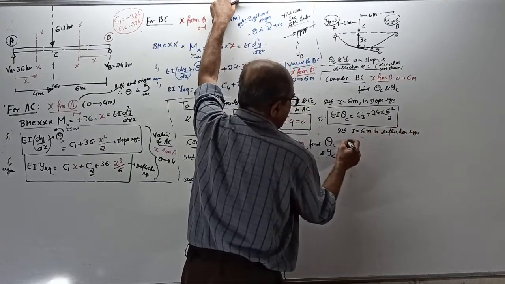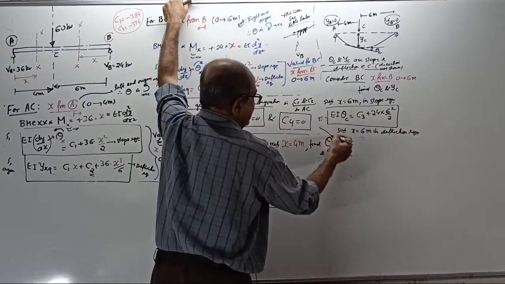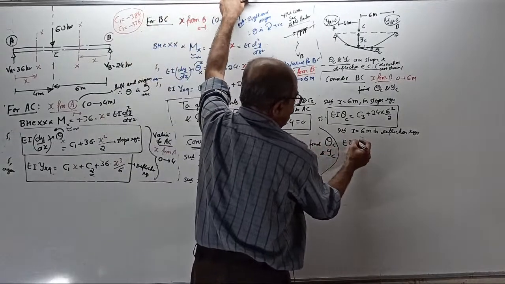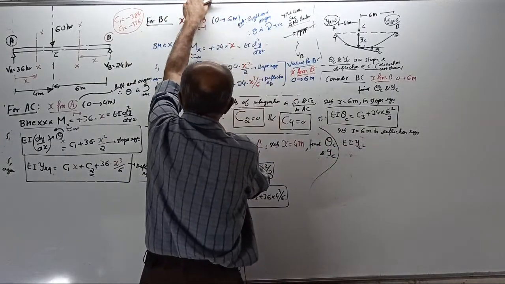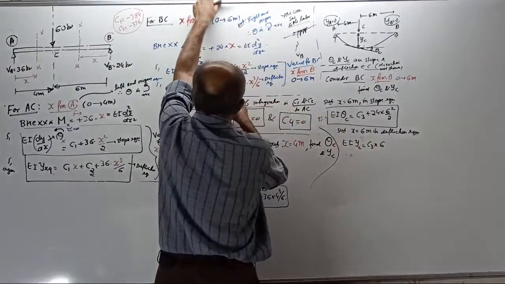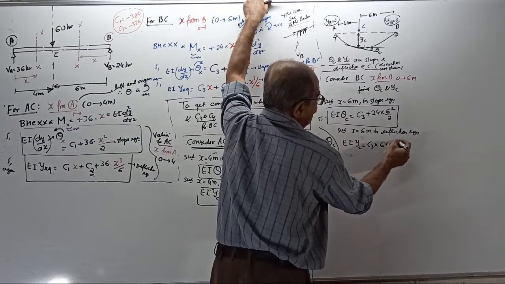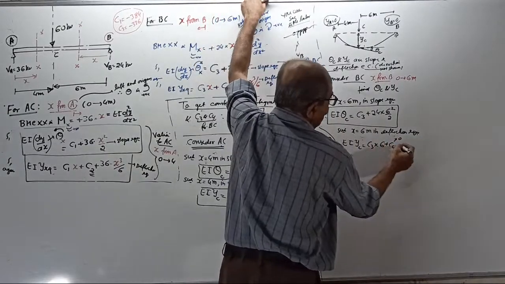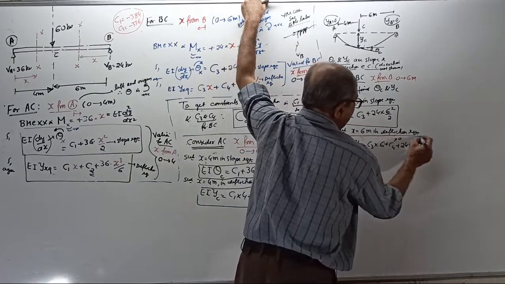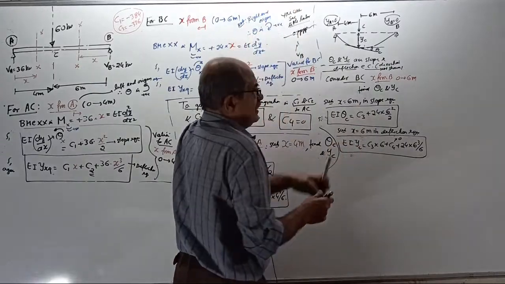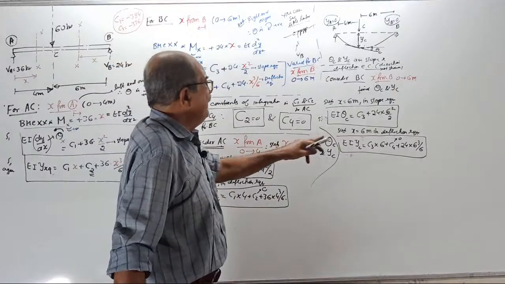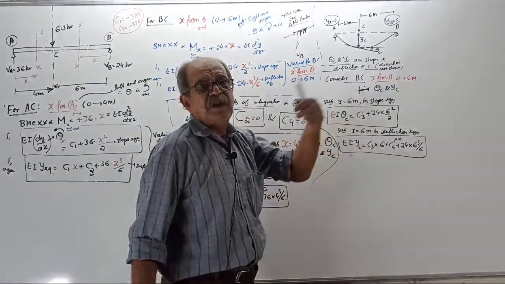You get EI, this is that side. EI, where is here? YC equals C3 into x, C3 into 6 plus C4, which is already 0, plus 24 into 6 cube by 6. This is your EI theta C, EI YC from the left side. This is EI theta C, EI YC from the right side.